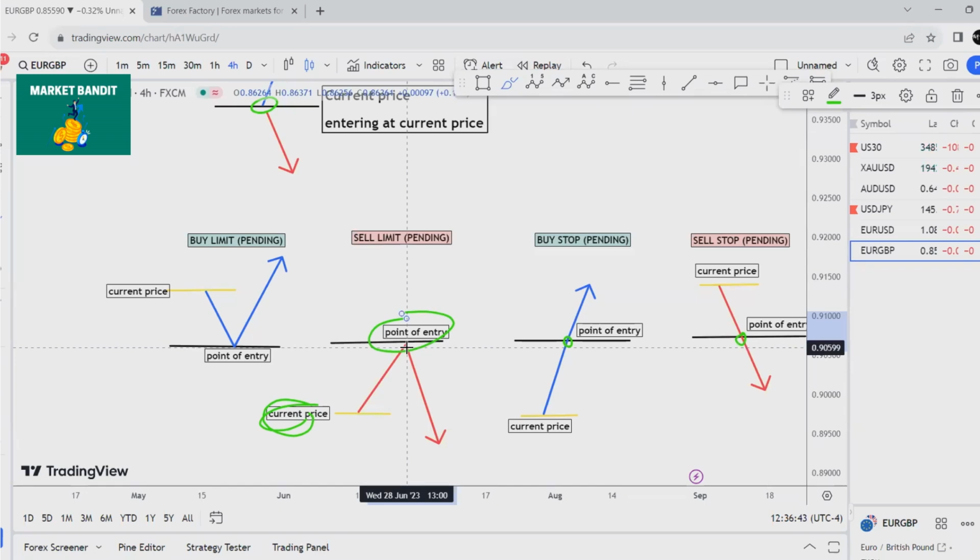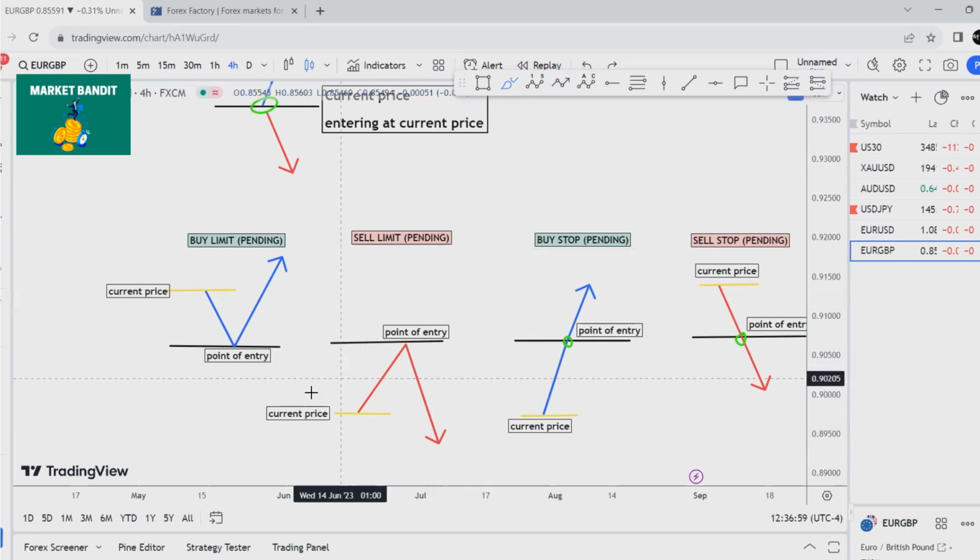So once again, with a sell limit order, you set a price higher than the current market price. If the market hits that price, your order is executed, right? It becomes active, allowing you to profit from the anticipated reversal, right?